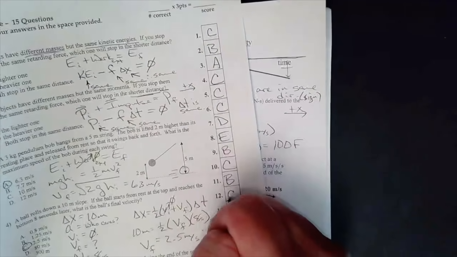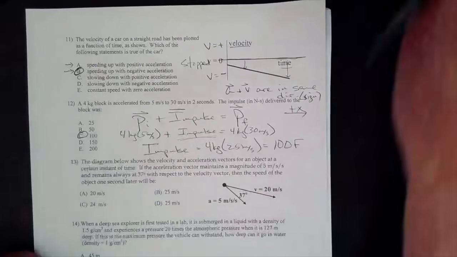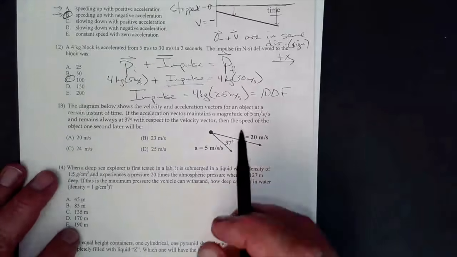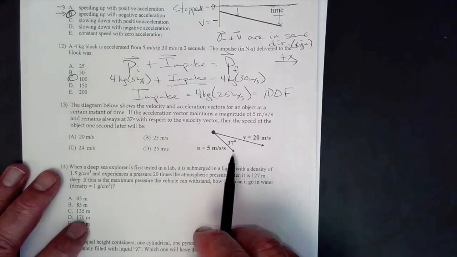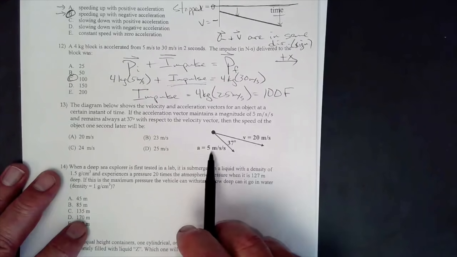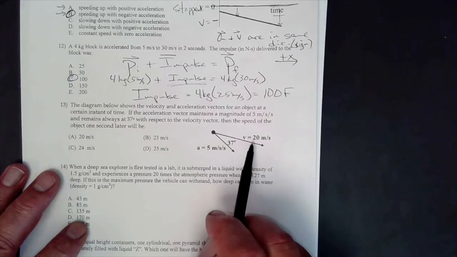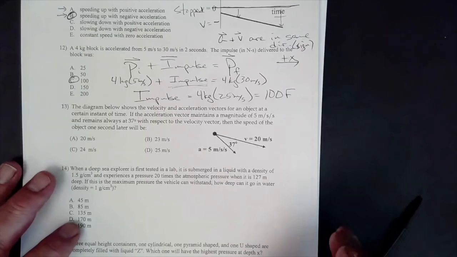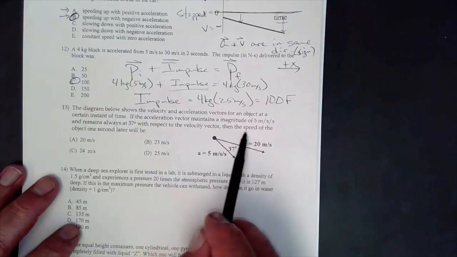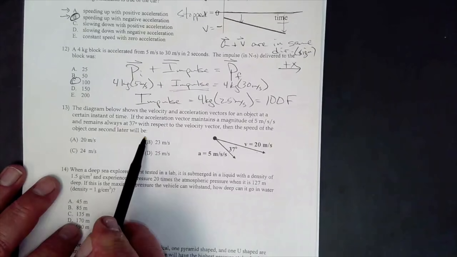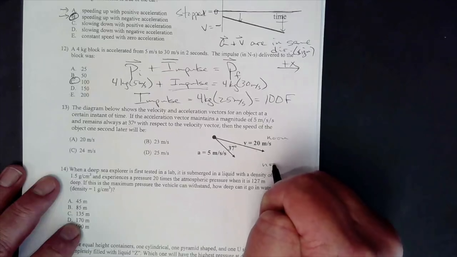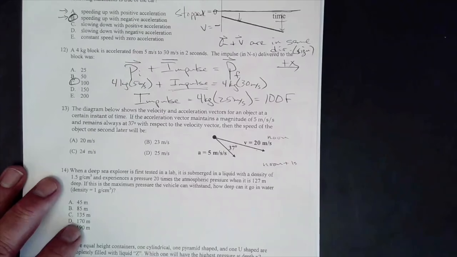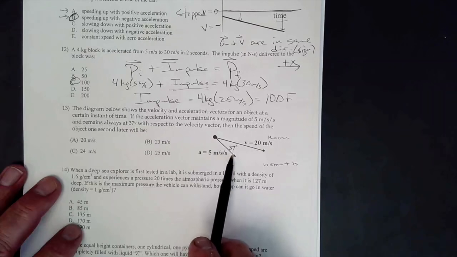Now, in this problem, we have a velocity vector of 20 meters per second in this direction, and an acceleration vector that is making an angle of 37 degrees with respect to that velocity. And we want to know what the speed of the object 1 second later will be. So if this is what it is at noon, what would it be at noon plus 1 second? We're told that this acceleration vector is always going to be 37 degrees relative to the velocity.